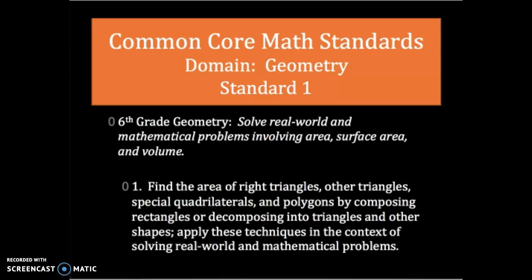So we start back at kindergarten and see how that standard needs to be built upon each year in order for them to really grasp and accomplish this standard in 6th grade. So the 6th grade standard is that they would be able to solve real world and mathematical problems involving area, surface area, and volume. And the standard itself is number 1, find the area of right triangles and other triangles, special quadrilaterals, and polygons by composing rectangles or decomposing into triangles and other shapes. Apply these techniques in the context of solving real world and mathematical problems.